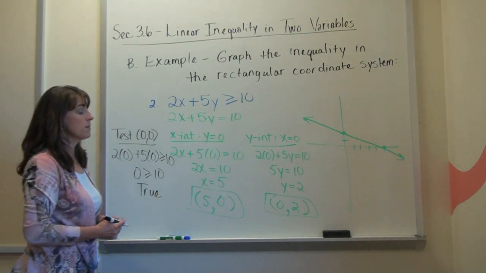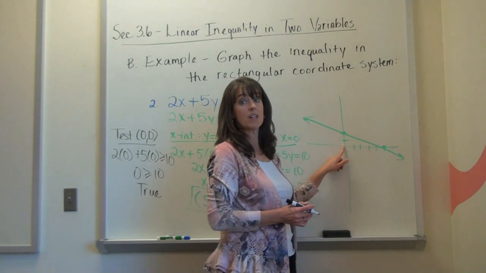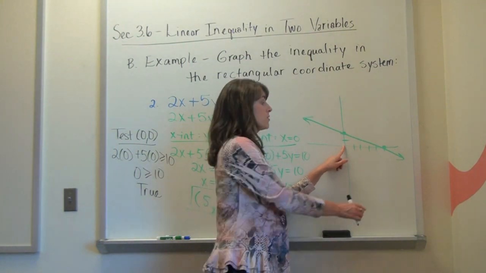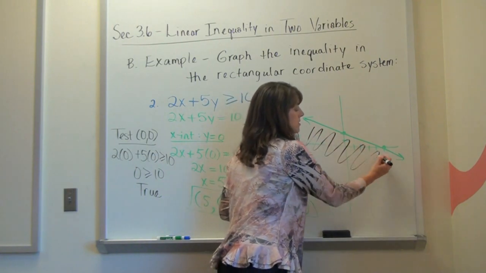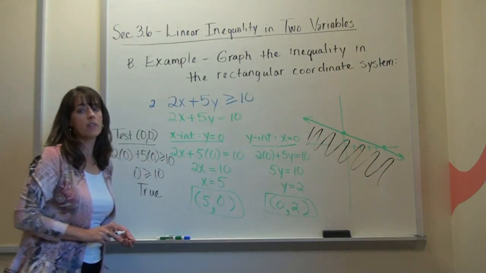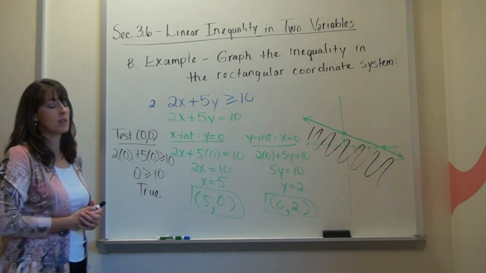And when we have a true statement, that means that this point 0, 0 is a solution, it'll work. But that also means every point over here will also work. To show that, I'm going to shade that entire side. And there you go. That's how you graph that one.